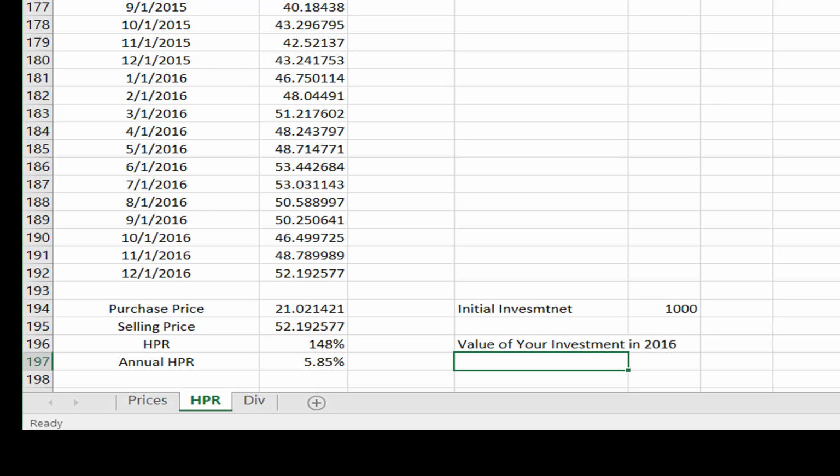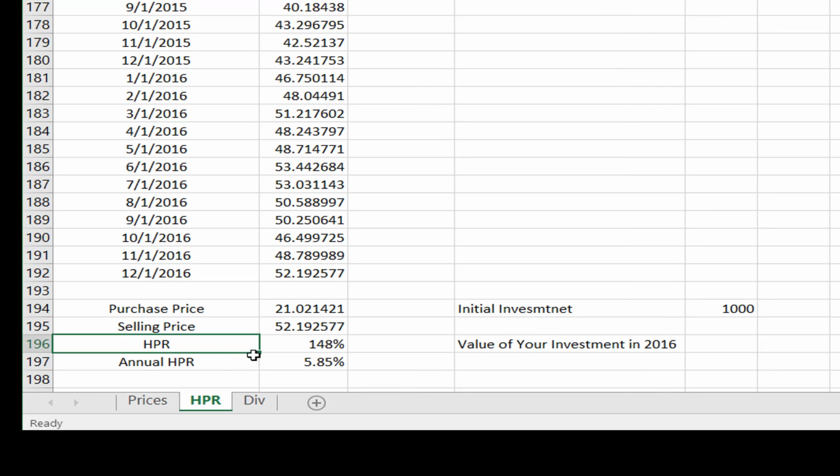How would you compute that? So you can use this holding period return or annual holding period return to compute the value of your investment in 2016. How would you do this? Simply your initial investment times 1 plus holding period return. So that gives us the value of your investment in 2016.